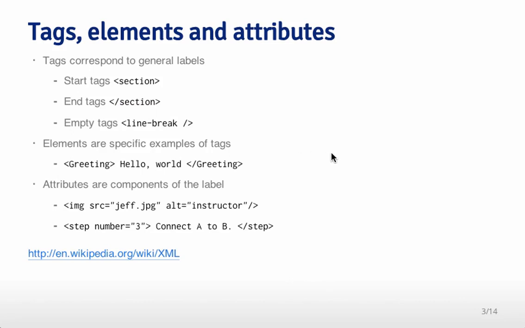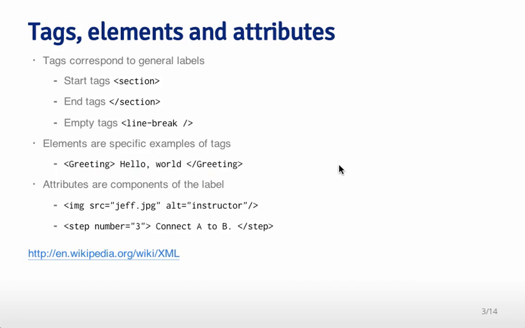The empty tags are tags that correspond to lines where you don't necessarily need both an open and a closed tag to delimit a certain part of the text. You might just want to denote one specific line, say, as a line break. So you have the same sort of structure, only you have the / just over here at the right end. Elements are specific examples of tags. For example, one element of the XML markup could be the tag greeting with the end tag greeting over here on the right-hand side, and in between, the content, hello world.